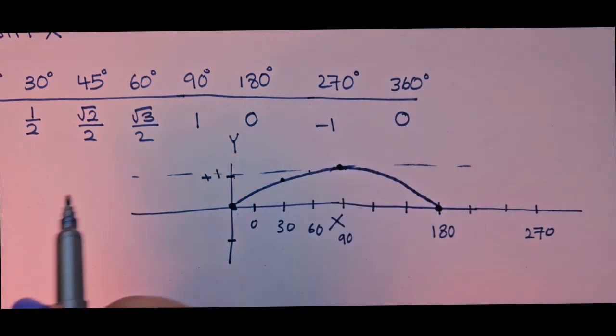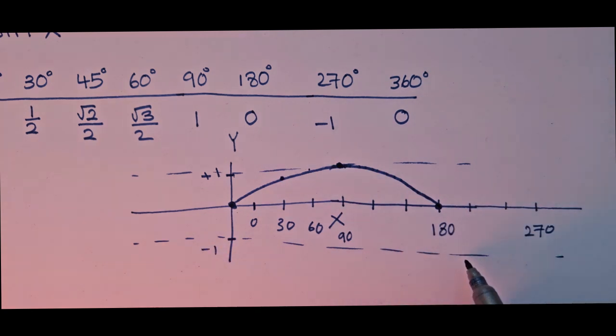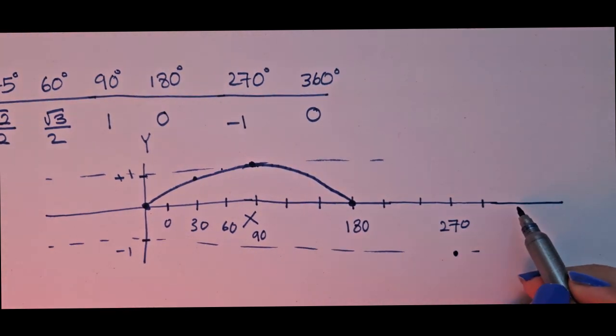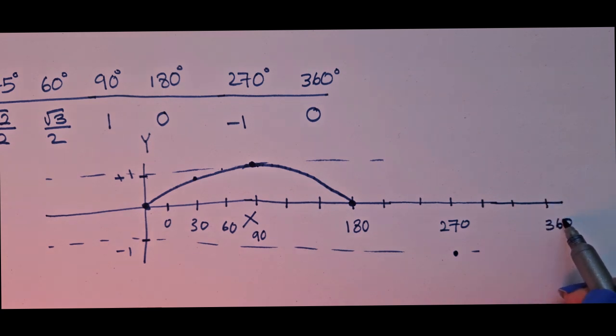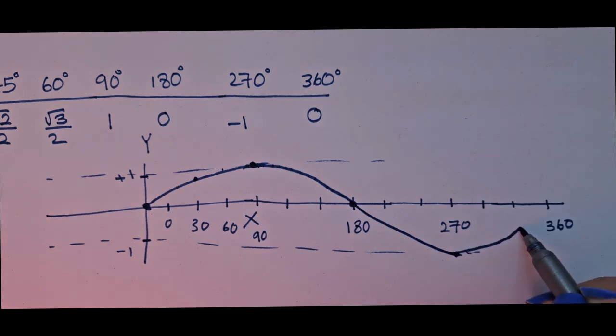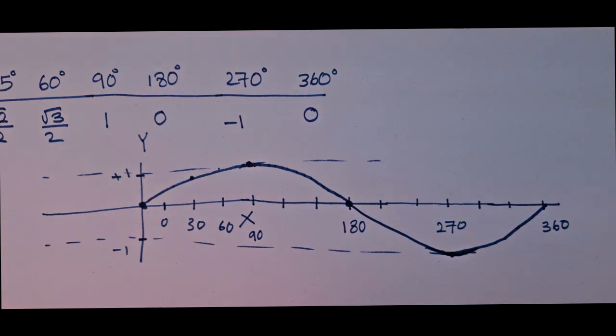Okay, remember guys, here, this is negative 1. Now this is 210, 240, at 270 it's negative 1, right? And then 300, 330, 360. So I can connect this one to this and this one to this. All right, so this is almost the shape. It's not a perfect one, but this is the general shape.